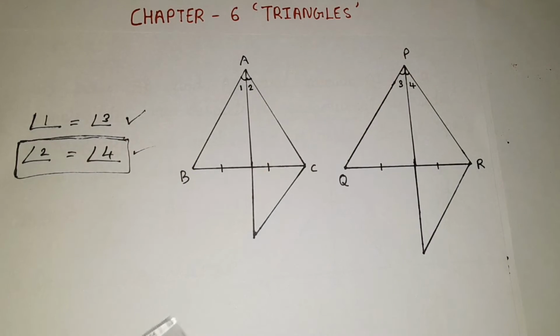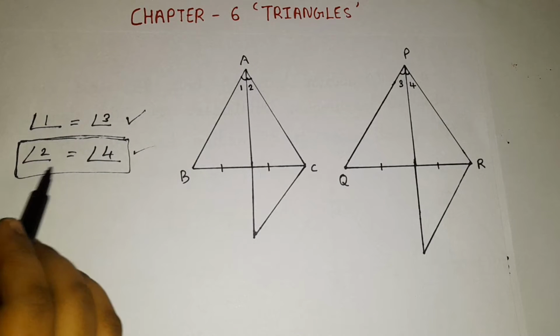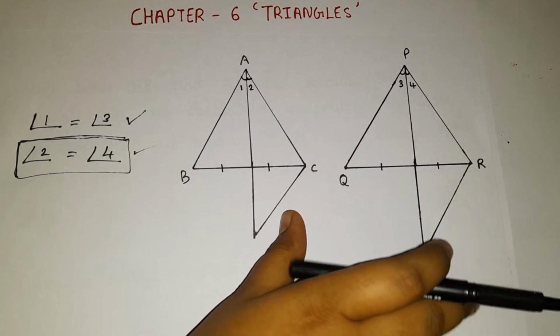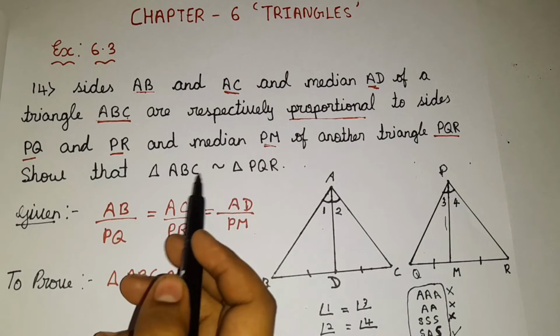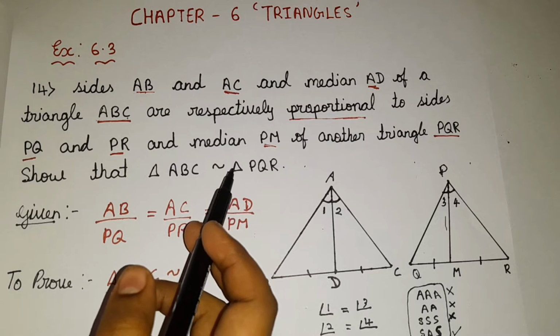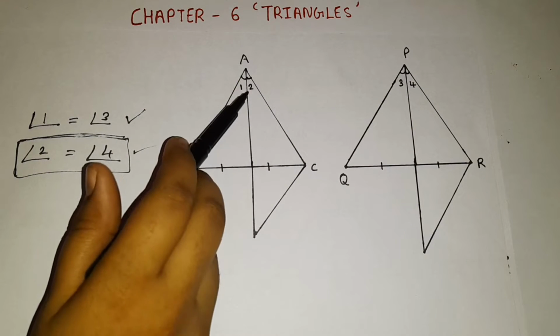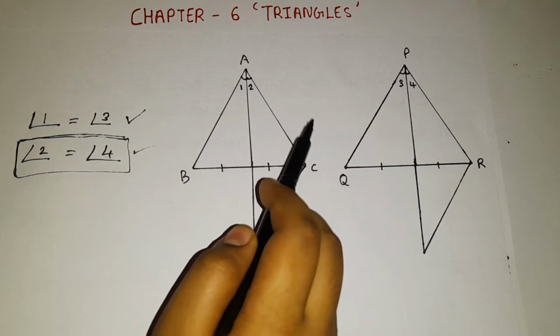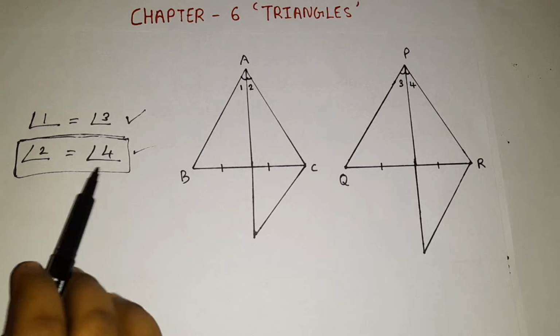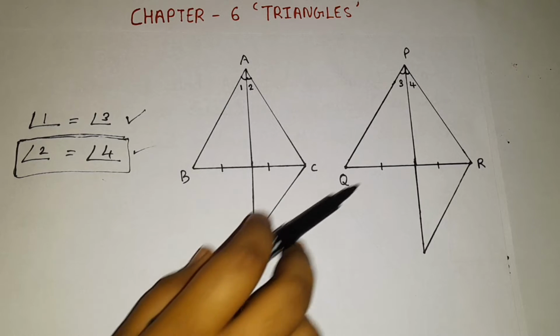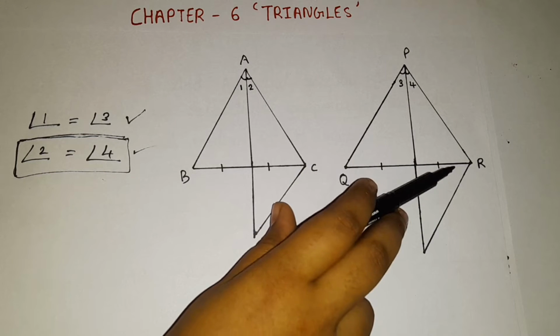Now why did I do this? Because I am going to prove angle 2 is equal to angle 4. Why am I going to prove that? Because for proving that it is similar, we need one angle. Am I right? Since we need one angle, I am supposed to prove angle 2 is equal to angle 4. Angle 2 is here, angle 4 is here, and I should prove it is equal. So I drew a line right over here and joined it. Here also I extended the line and joined it.